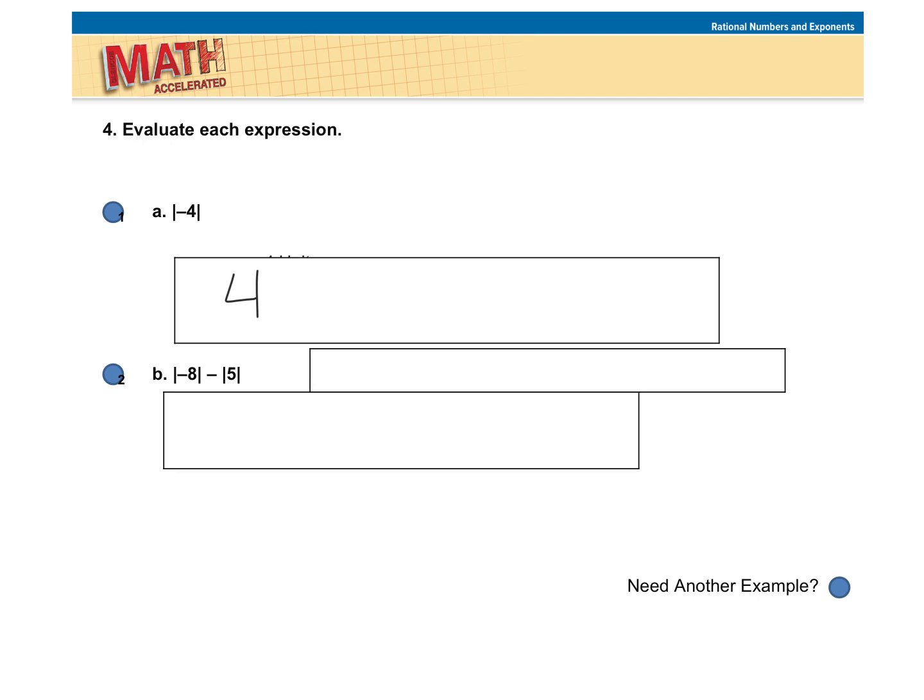On B, we have two absolute values. We need to figure those out first. What's the absolute value of negative 8? 8. What's the absolute value of 5? 5. 8 minus 5? 3.